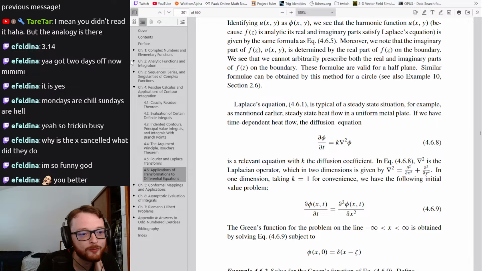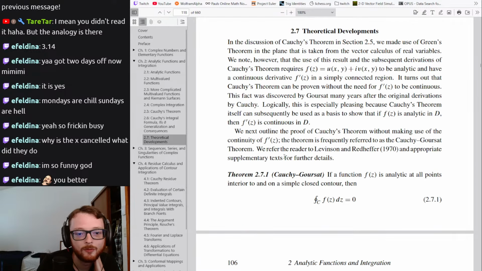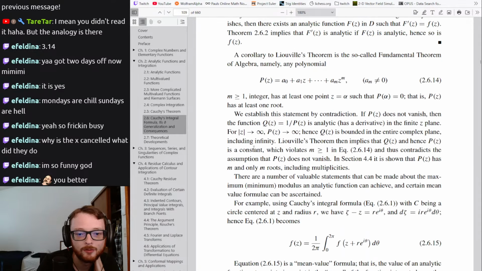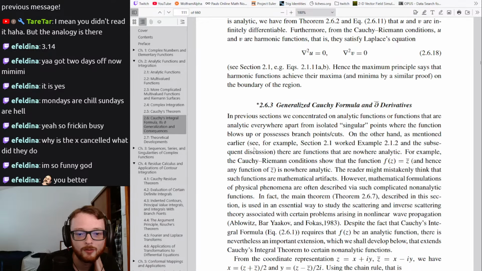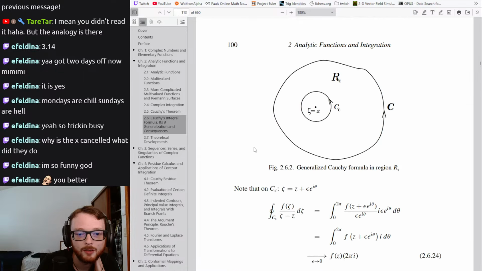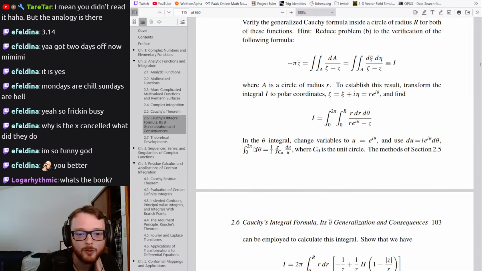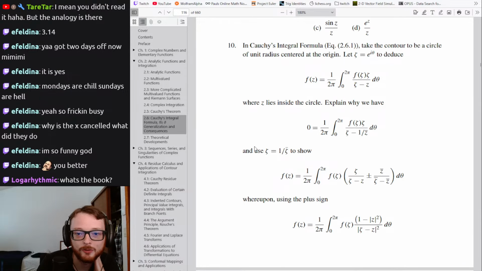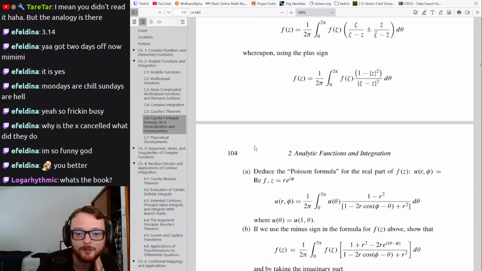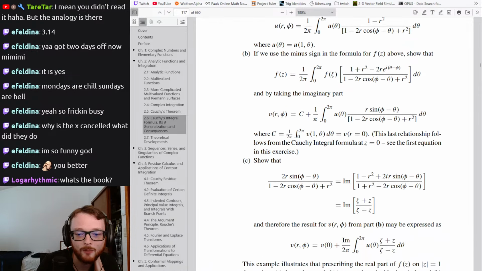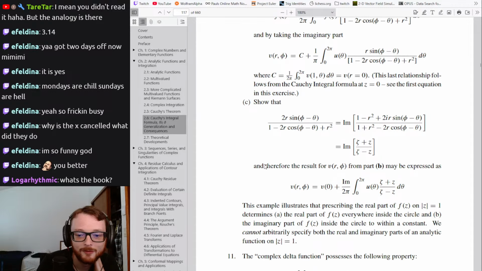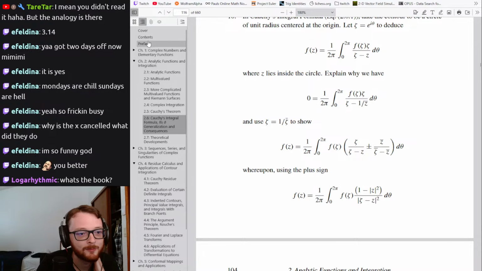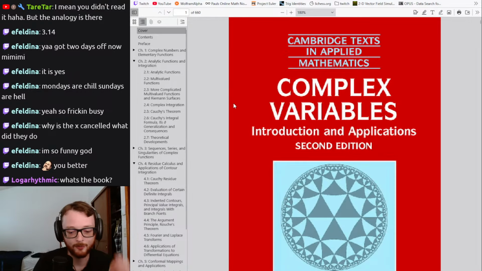Example 10, 2.6. Oh, wait, example 10? It must be problem 10. Oh, this does look similar. Huh. Oh my god, this is such a long problem. I don't want to read all that. Hey, logarithmic. Ugh, I don't know why I had a hard time with that.